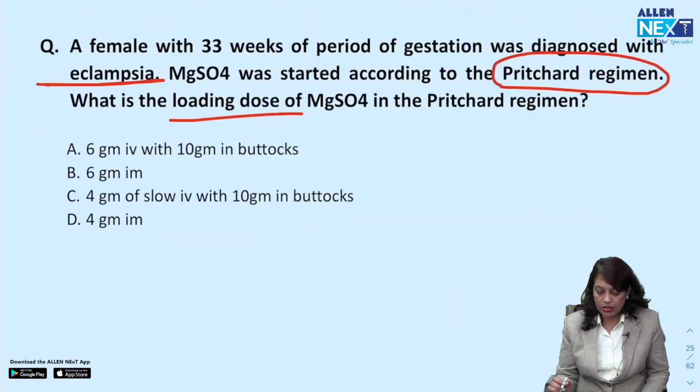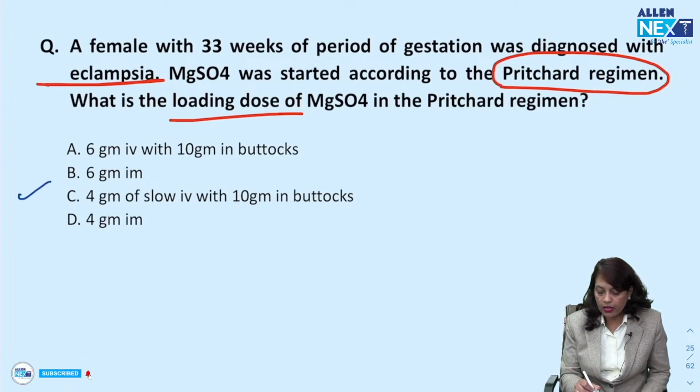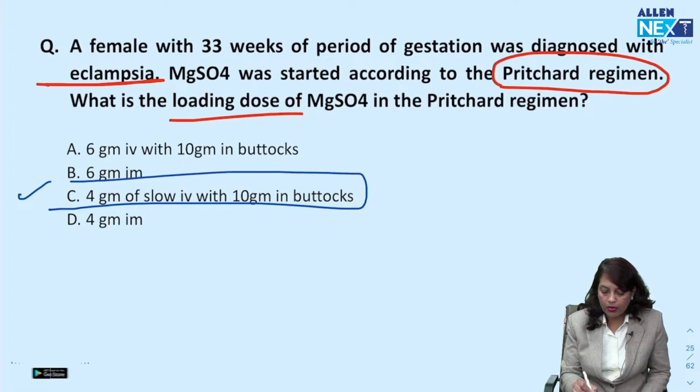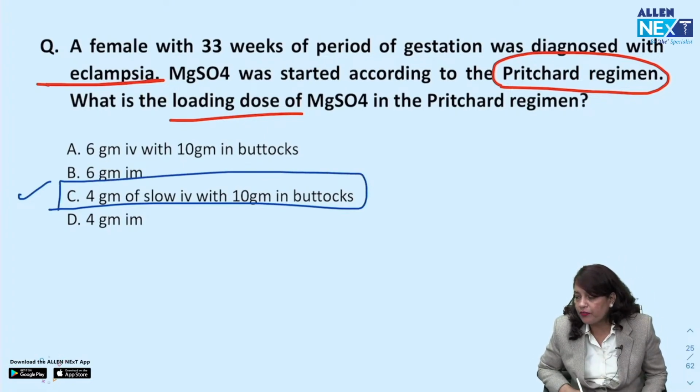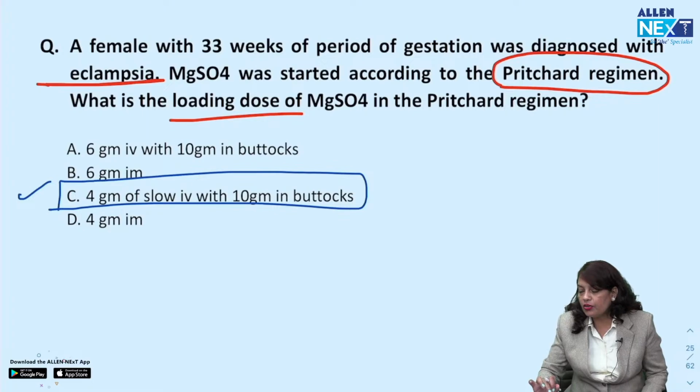Let us see the question. 6 gram IV with 10 gram in buttocks? No. The answer is 4 gram IV with 10 gram of magnesium sulfate intramuscular in the buttocks. I am sure every one of you knows this answer. Yes, Dr. SK, Dr. Mithu, Dr. Surbhi, Dr. Ali, all of you are right. Dr. Z, you are also right. Calcium gluconate.